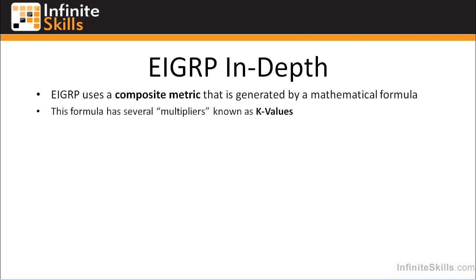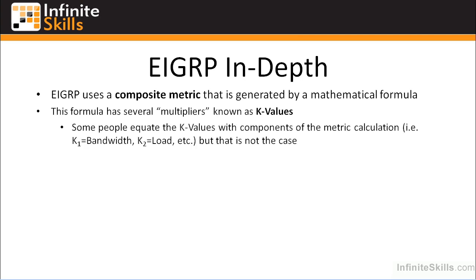Now there are 5 k-values, and a lot of people equate the k-values with components of the metric calculation, i.e. some people say, well, k1 is bandwidth and k2 is load, etc. But that's not the case. When you see the formula, it'll be obvious that that's not the case, but you still run across some people that say, oh, k1 is the bandwidth.